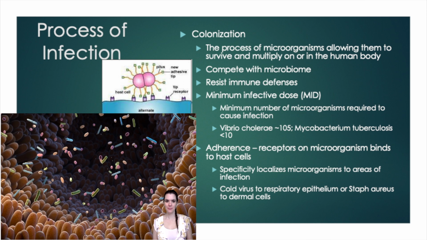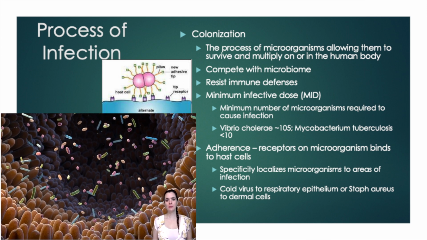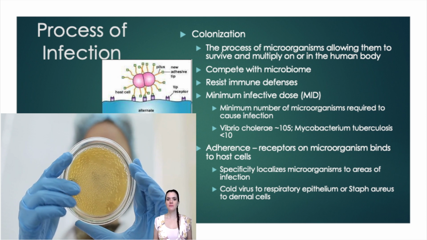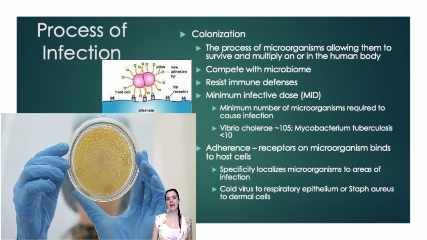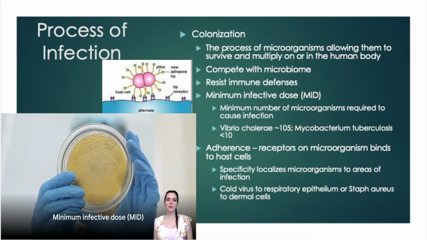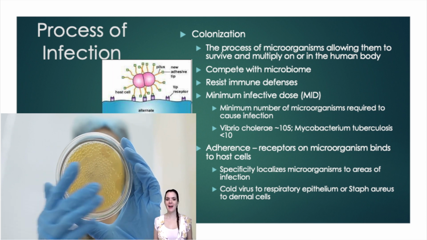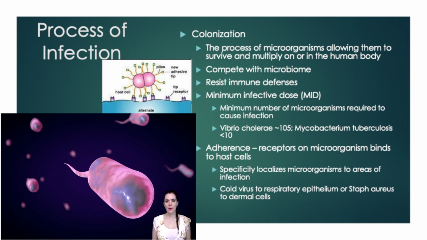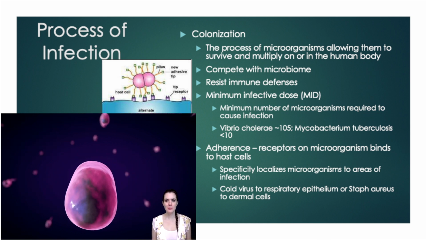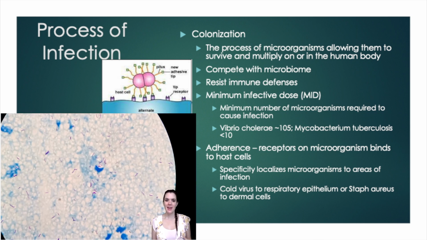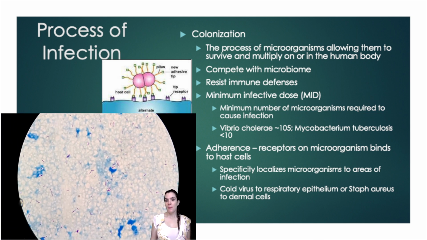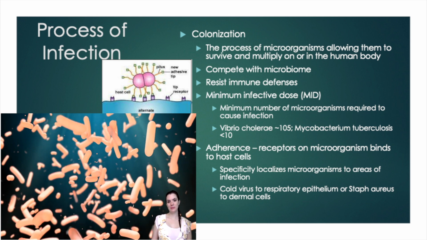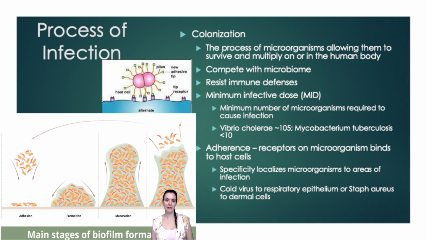of the immune system. An important concept here that helps differentiate colonization from active infection is that of minimum infective dose, MID. This is the minimum number of microbes required to cause active infection. For example, Vibrio cholera require around 10^5 microbes to cause active cholera, an infectious diarrhea. Mycobacterium tuberculosis require less than 10 microbes to infect and cause tuberculosis.